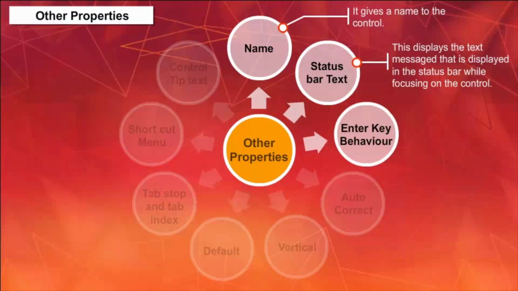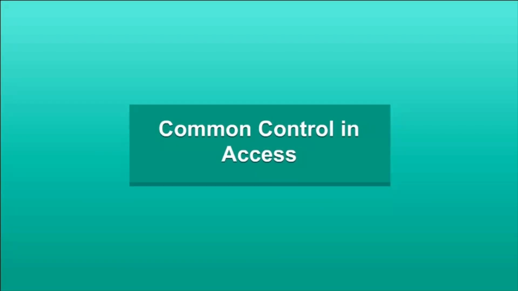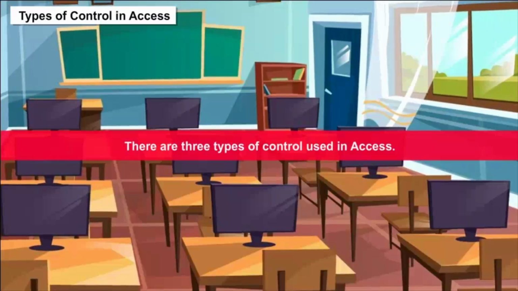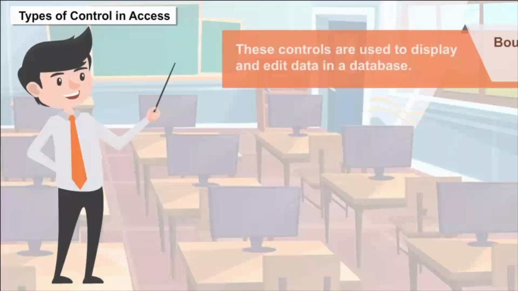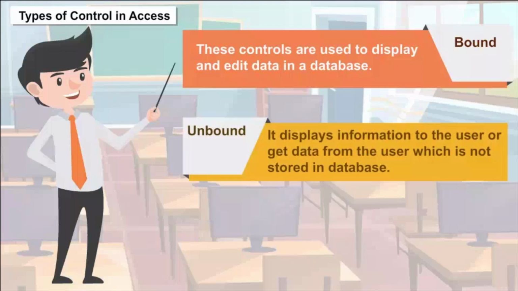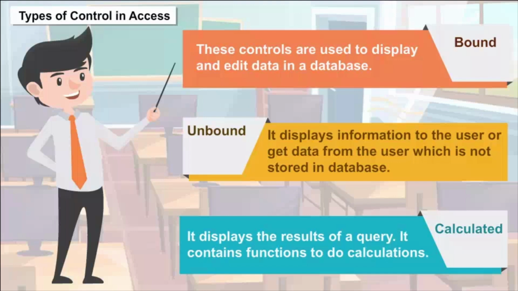Enter key behavior. It decides what happens when the Enter key is pressed. Common controls in Access. Types of control in Access. There are three types of control used in Access. Bound. These controls are used to display and edit data in a database. Unbound. It displays information to the user or gets data from the user which is not stored in the database. Calculated. It displays the results of a query. It contains functions to do calculations.